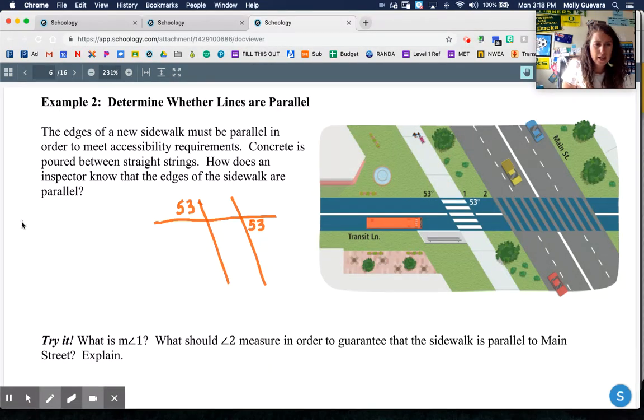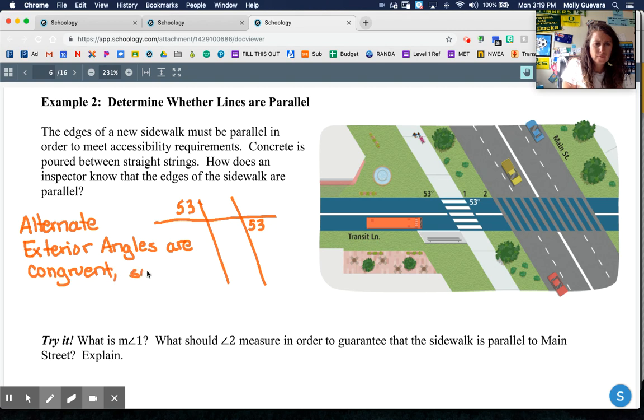So we can say alternate exterior angles are congruent, so the sidewalk is parallel. Because alternate exterior angles are the same, we can go ahead and say that the sidewalk is parallel.